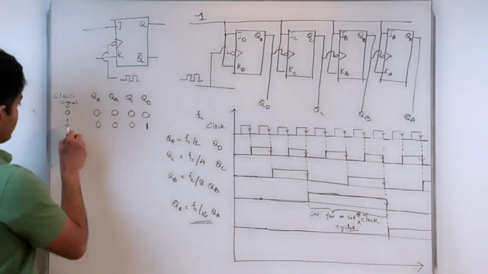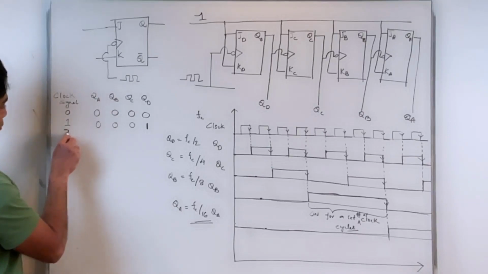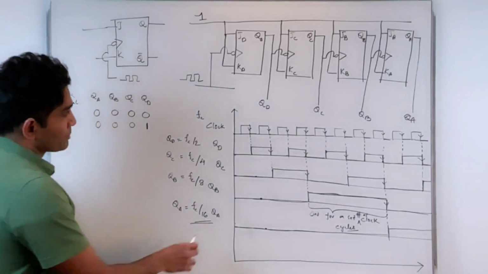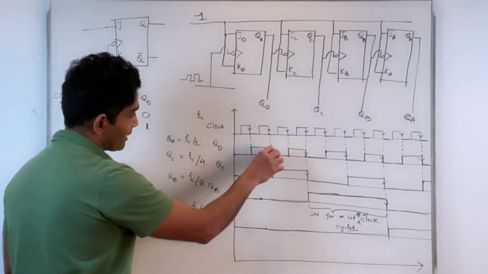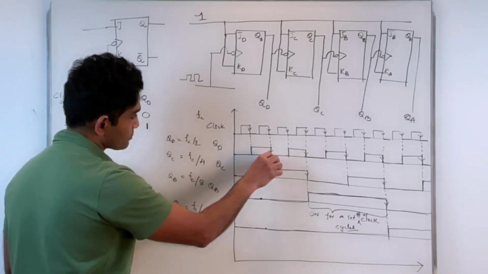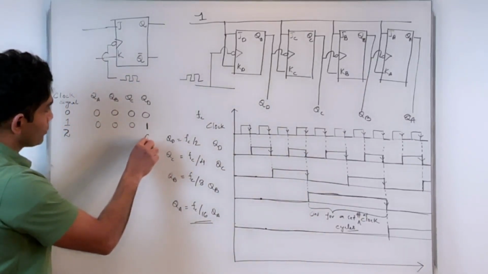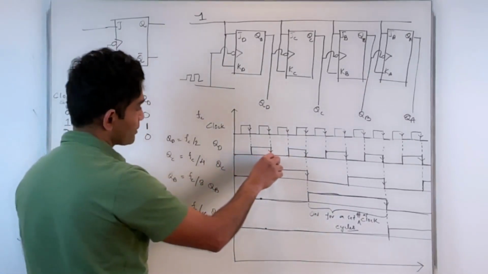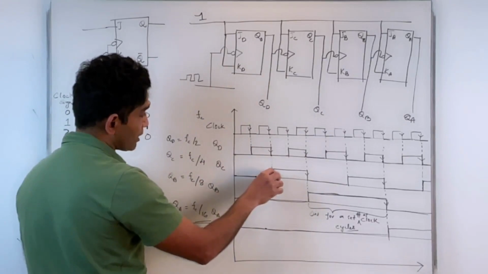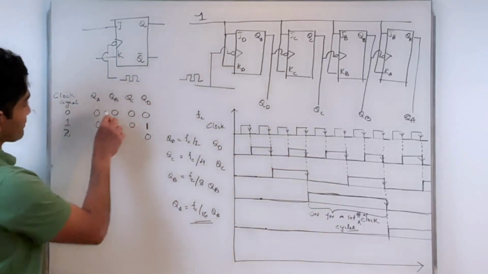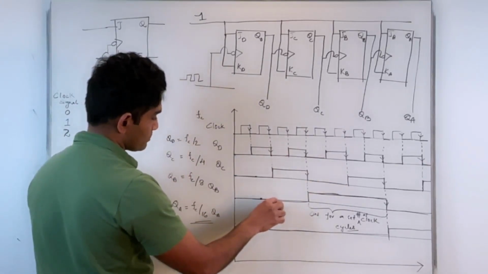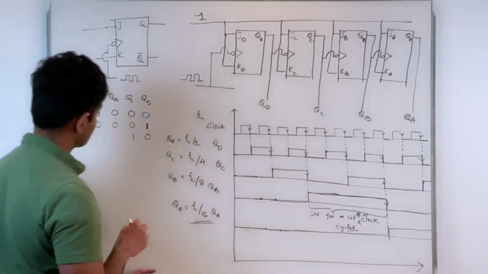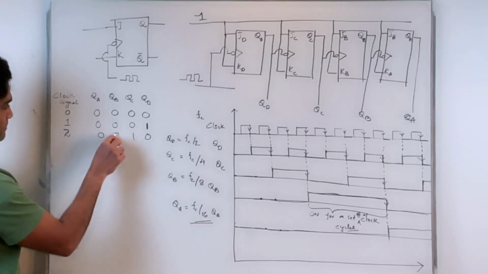I'm sorry, on the second clock pulse, which is this one, my QD went from 1 to 0. So I've registered a 0 on my QD. My QC went from a 0 to 1. That means I've registered a 1 on my QC. My QB is still 0. QA is still 0. So these are still zeros.